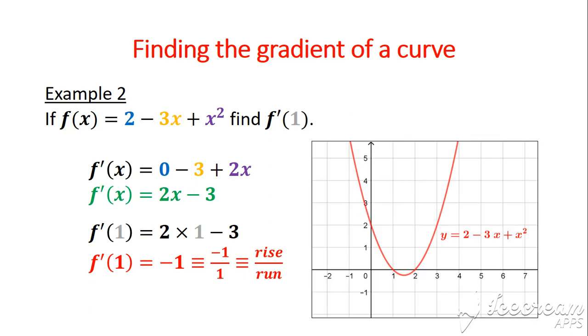So once again, what does all this mean? Here's our function, our graph of 2 minus 3x plus x squared. It's a parabola. And here's the point on the graph when x is equal to 1. And we've worked out when I draw in my tangent that at that point, the tangent and the curve both have a gradient of negative 1, which means it rises down 1 and runs across 1.